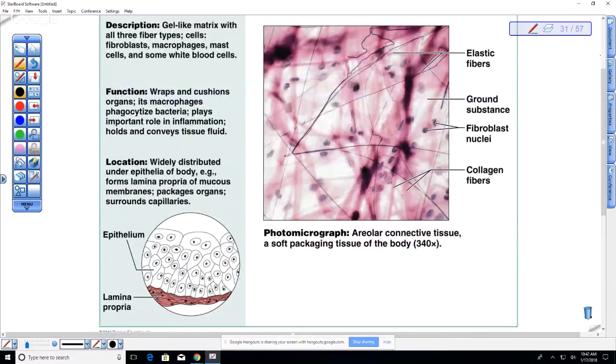Okay. So if we look at some diagrams of these, if we look back at the areolar, notice that the type of cell that is found in there primarily are fibroblasts. So this is the areolar. We have fibroblasts. So this is under the epithelial tissue. It surrounds organs.